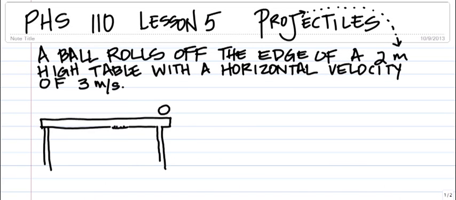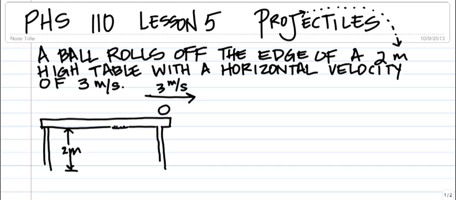Okay, we're going to work out a projectile motion problem here. The problem states that a ball rolls off the edge of a 2-meter high table with a horizontal velocity of 3 meters per second. So I drew out a little picture here so you can see that our ball has a horizontal speed or velocity of 3 meters per second, and the height of this table here is 2 meters above the ground.